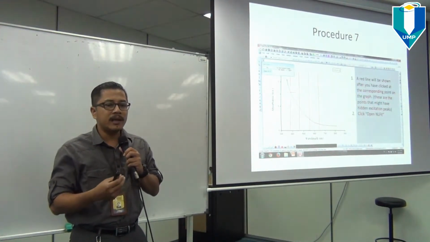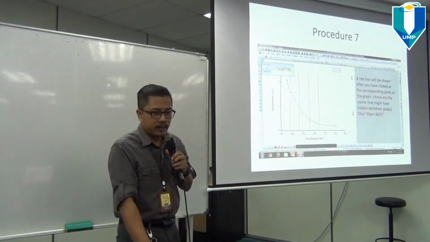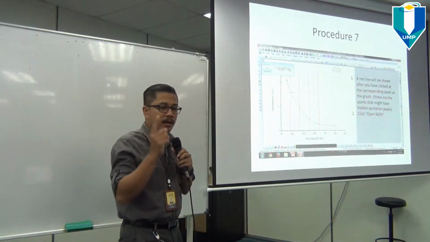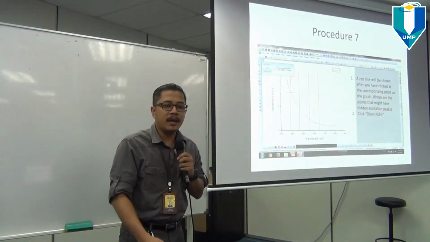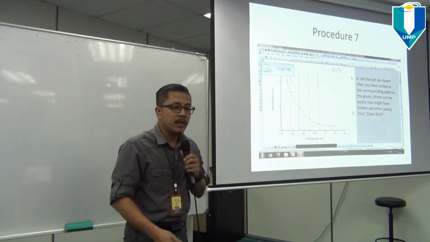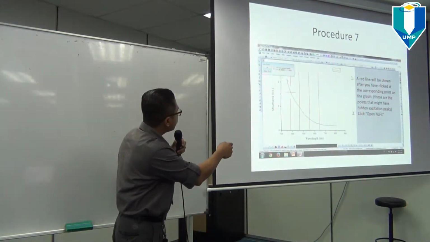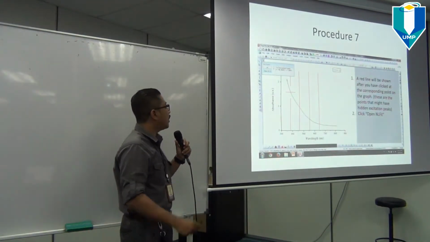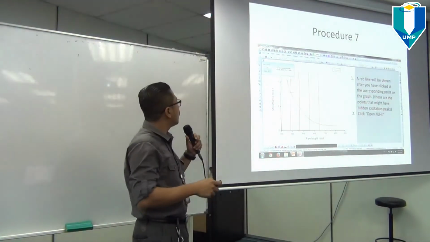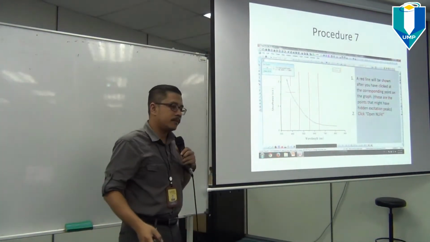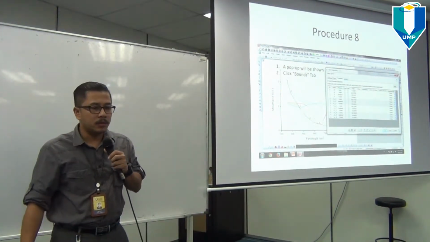Usually a red line will be shown after you have clicked at the corresponding point on the graph. Every time you double click, there will be a vertical red line. So these are the points that might have hidden excitation peaks. Now, click open NL fit over here. There will be a pop-up with get points, and click open NL fit. Done? Okay. Another pop-up will be shown.